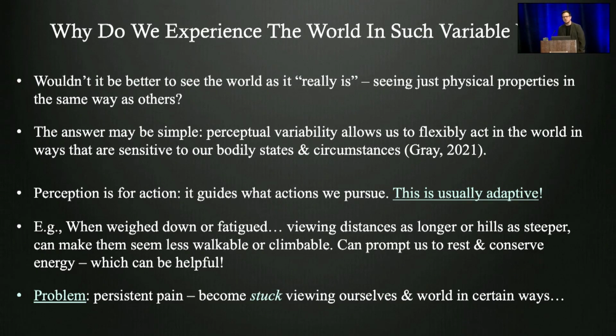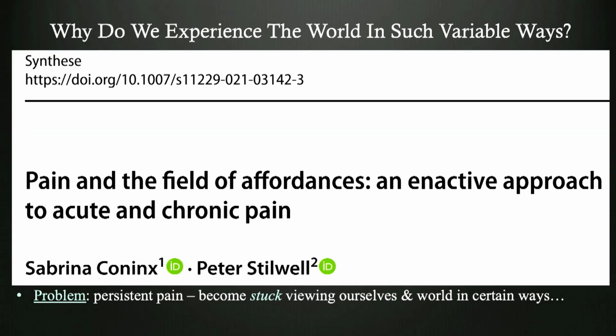But areas where we start to run into some trouble are examples like persistent pain. So a lot of enactivists have been arguing, well, maybe we can become stuck viewing ourselves and our world in certain ways that might not be that adaptive anymore. But there may be good reasons, contextual reasons, why we can get stuck. So if you're interested in more about that specific topic, this paper led by Dr. Sabrina Konings is available open access if anybody's interested in that.